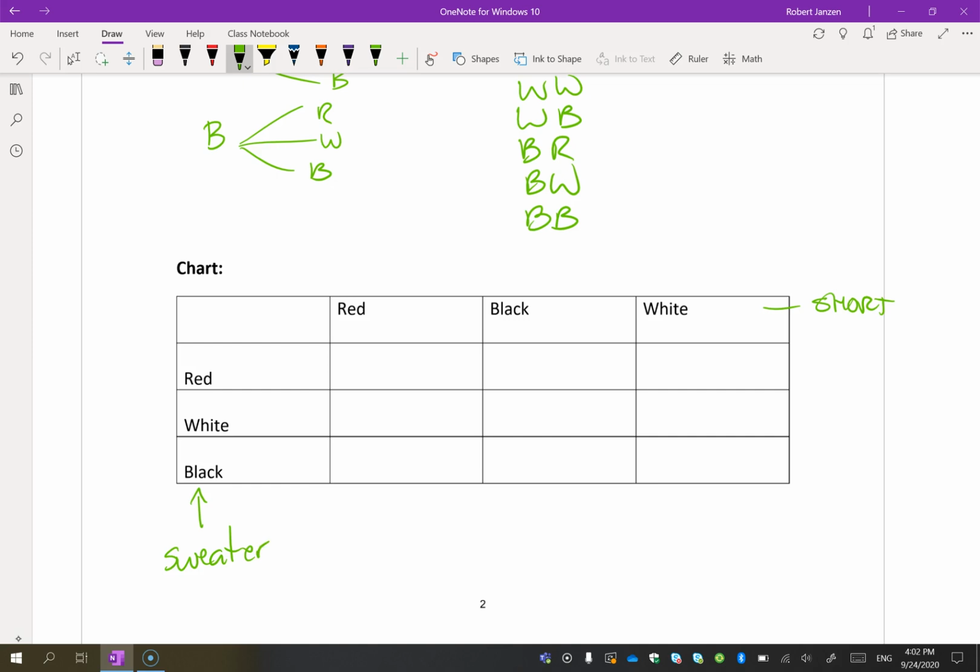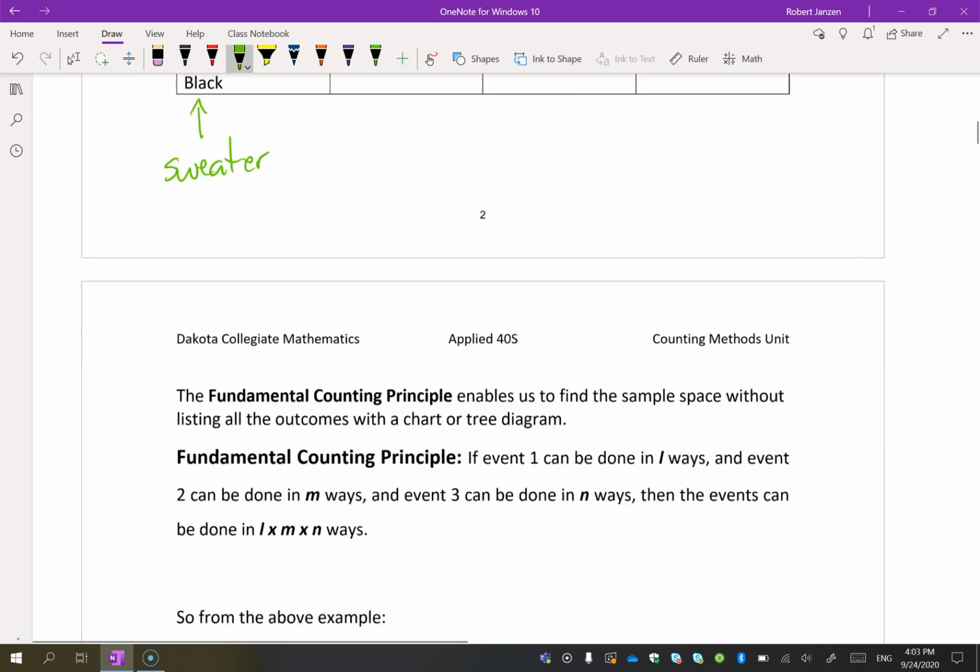So if we chose this spot here, this would mean we would have red, red, or red black or red white, etc. Okay, white red, and we could fill this out. And again, you're going to see there are 9 possibilities.